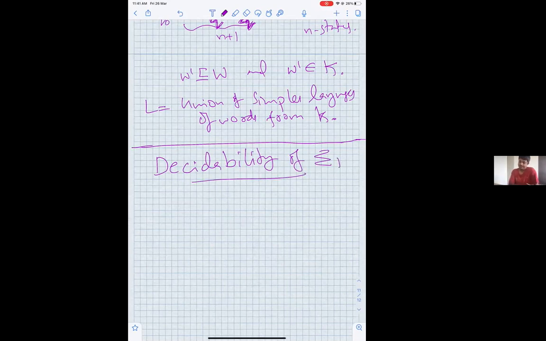Decidability of sigma 1. Okay, so now we take a small detour. This is something which we didn't do when we were doing monoids. You might have seen that there were ordered monoids, and we didn't touch upon ordered monoids because I was delaying it. Initially it's not going to be useful.